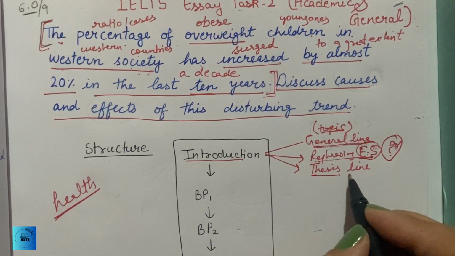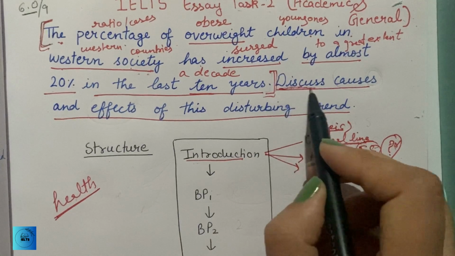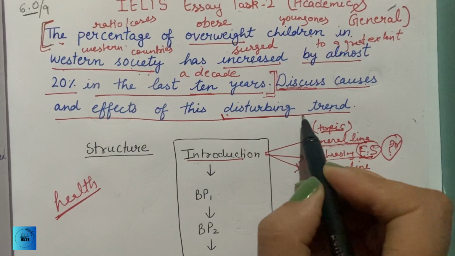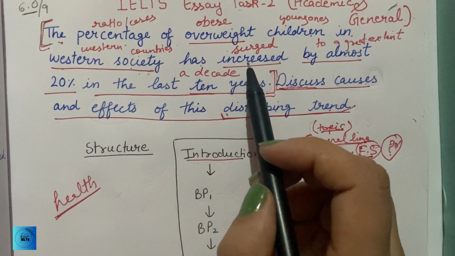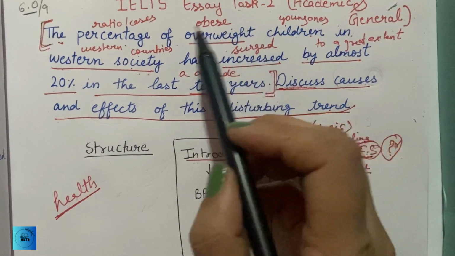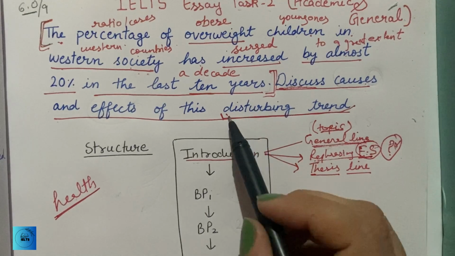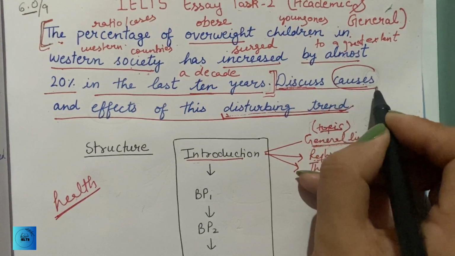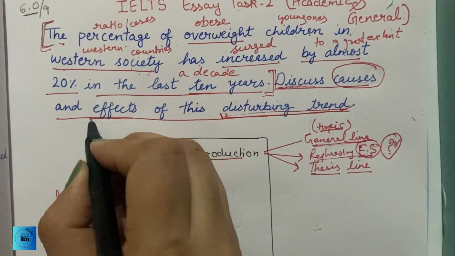So next is the thesis line, that is, answering the subjective statement: discuss causes and effects of the disturbing trend. Why is this called a disturbing trend? Because this is discouraging, means this is unacceptable, as the number of children who are becoming obese is increasing. So obviously this is not acceptable to society. This is a concerning issue. So they have used the words disturbing trend, and they have asked about the reasons why these youngsters are becoming obese, and then they have asked about the effects.